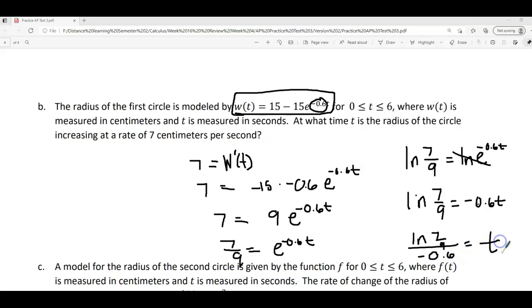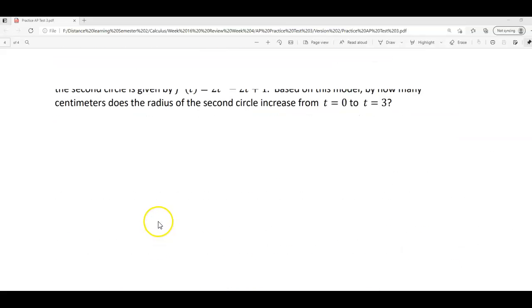This is a calculator-based question, so if I wanted to, I can get my calculator out now and turn this into a solid number, but I'm just going to leave it like that because I can. There's no reason why I can't. All right, let's go ahead and take a look at part C.